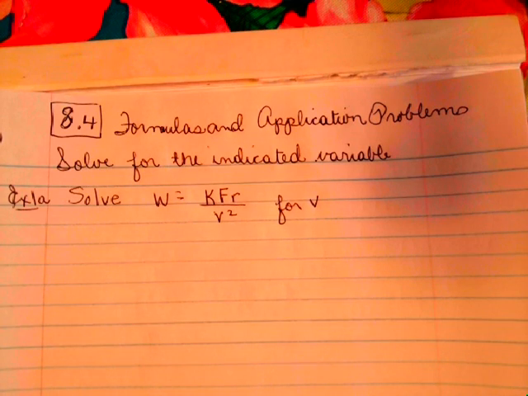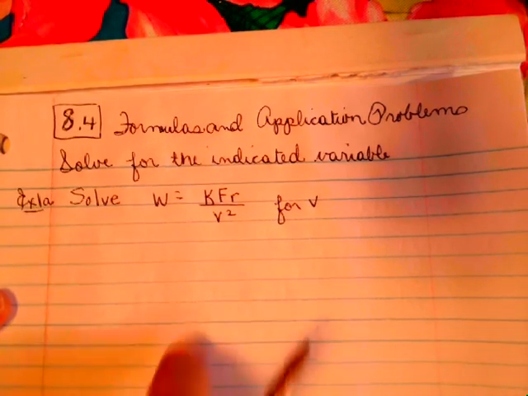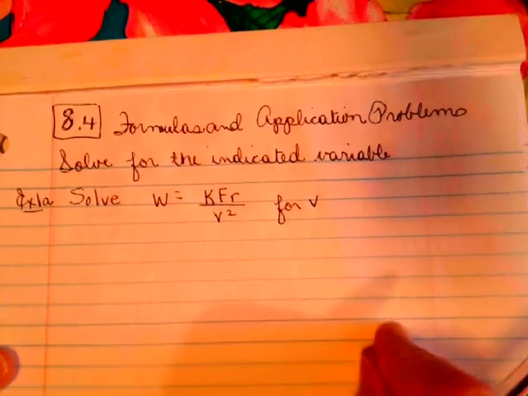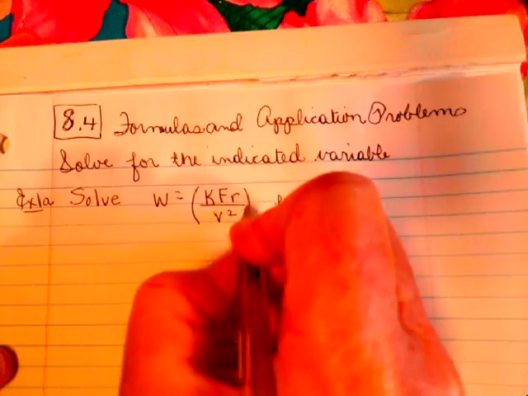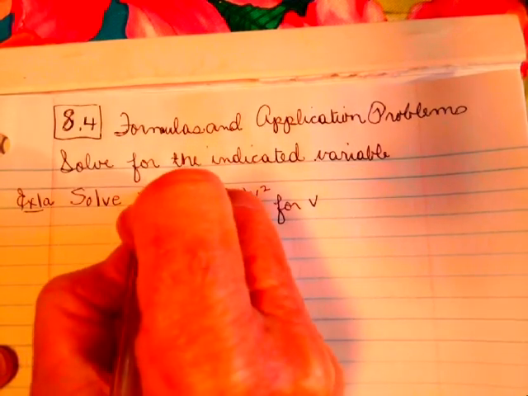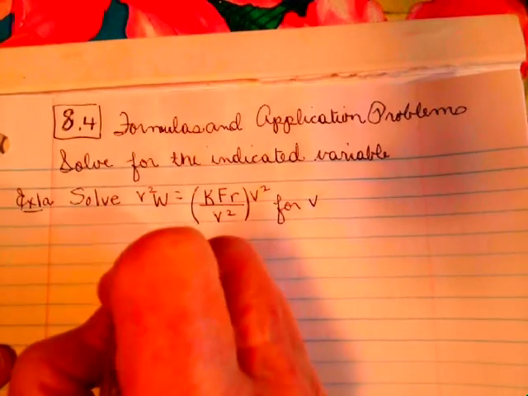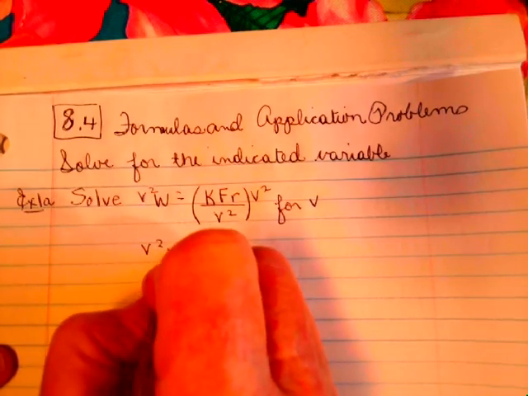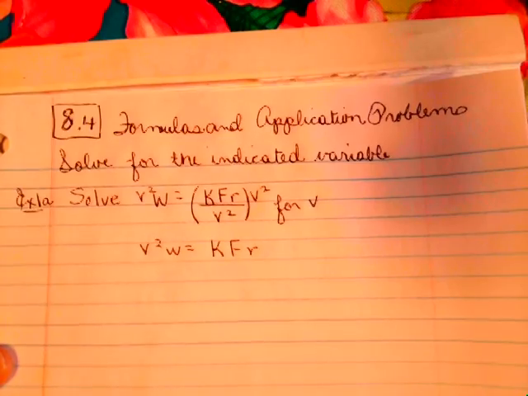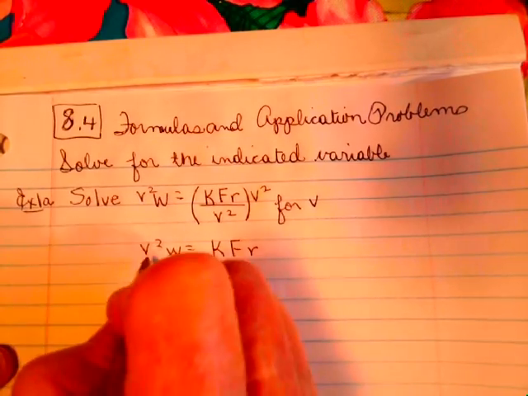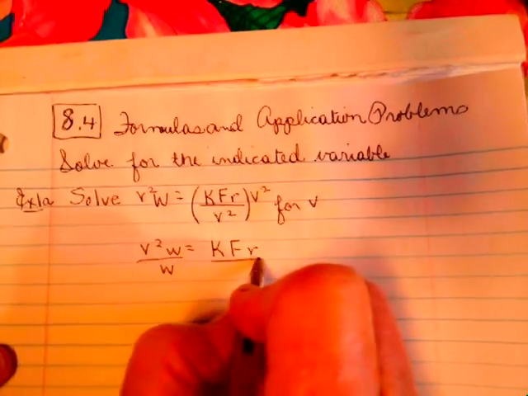Example 1a, solve W equals KFR divided by V squared for V. We want to get V by itself and everything else on the other side. Step 1, multiply both sides by V squared. V squared W equals KFR. Step 2, divide by W.